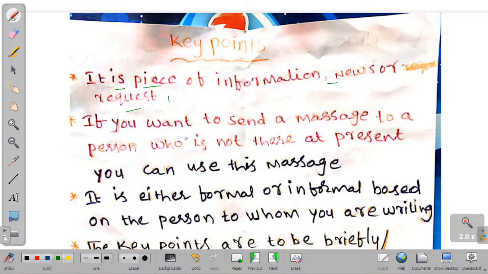If you want to send a message to a person who is not there at present, then we send a message. I am repeating again: if you want to send a message to a person who is not there at present, you can use this message.